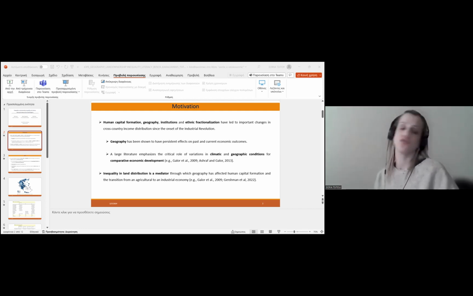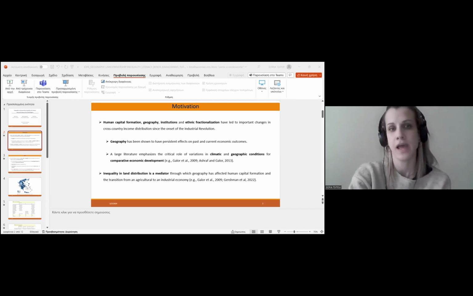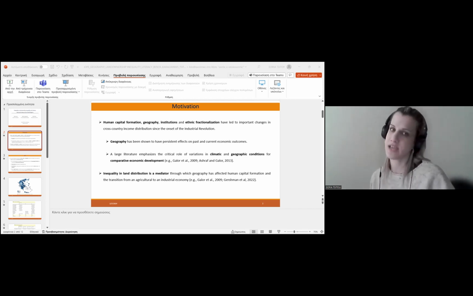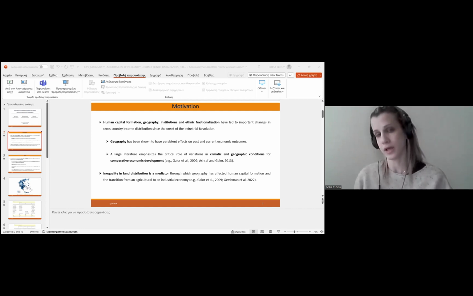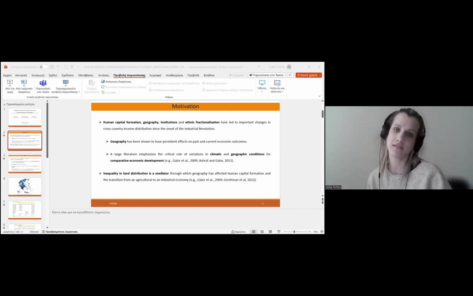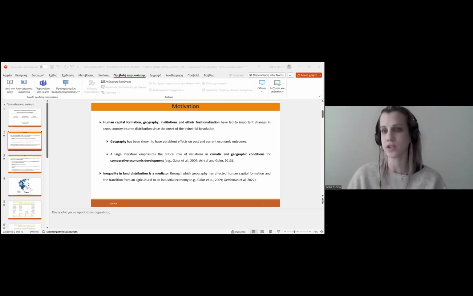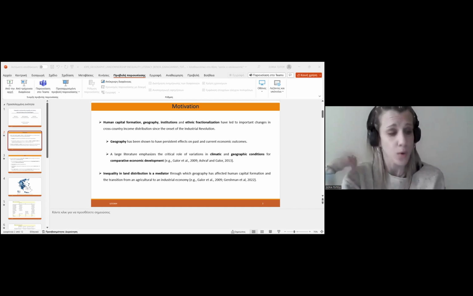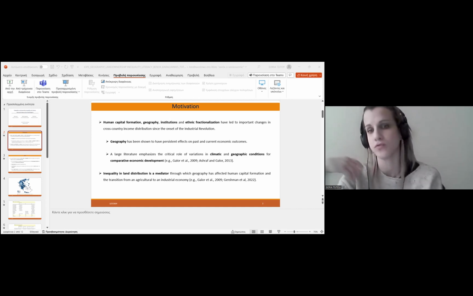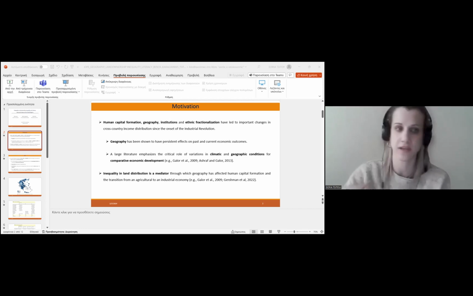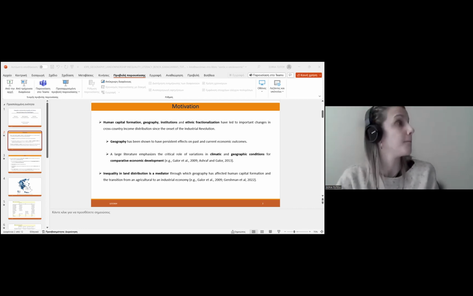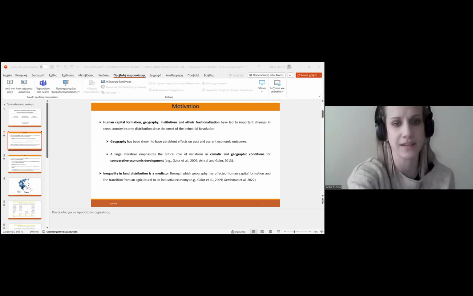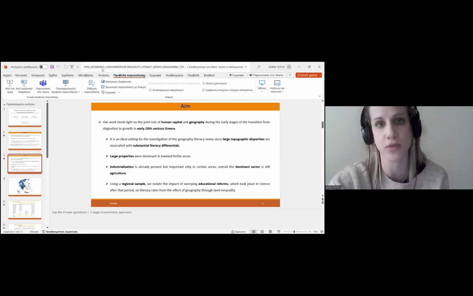In Greece, in this period, large properties were dominant in lowland fertile areas, and industrialization is present, but not very important. It is important only in certain areas. So overall, in Greece, the dominant sector is still agriculture. We use a regional sample, Greek provinces, and we isolate the impact of sweeping educational reforms, which took place in Greece after that period, on literacy rates from the effect of geography through land inequality.